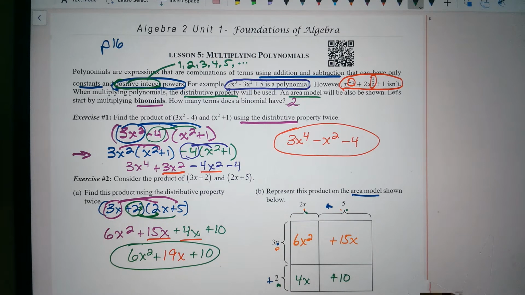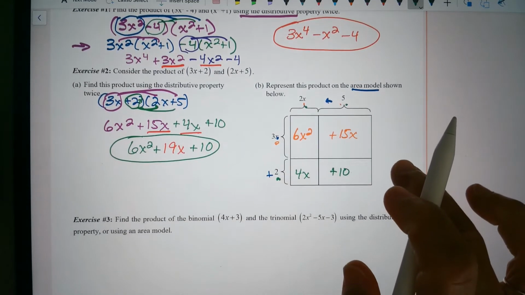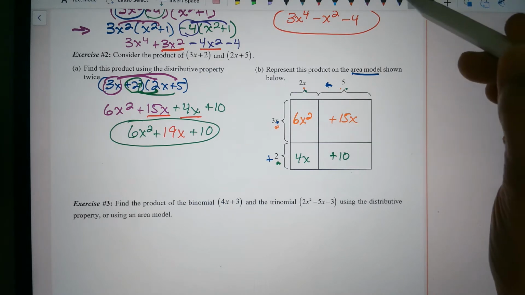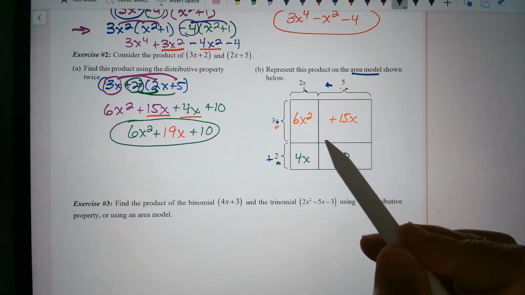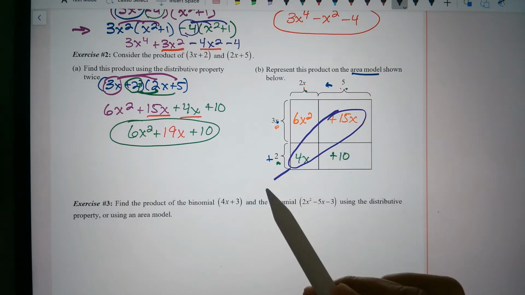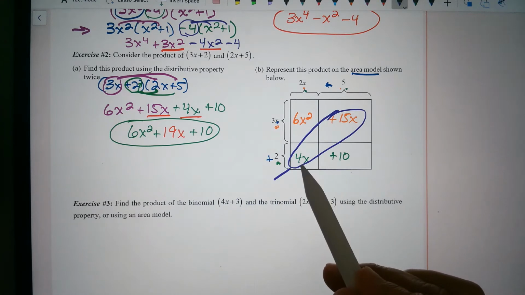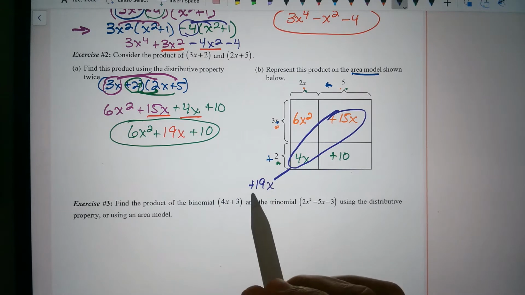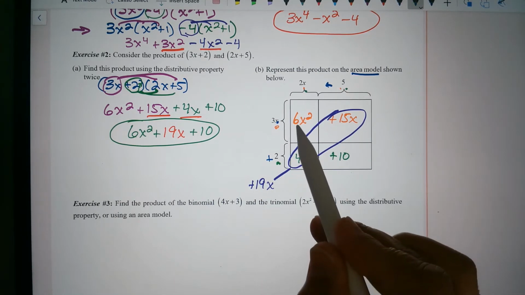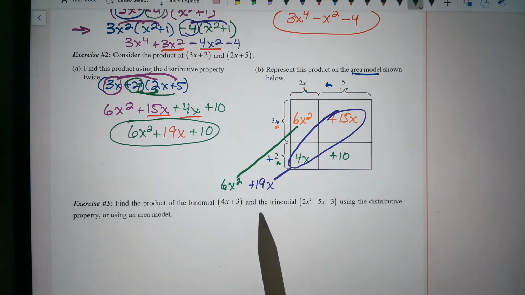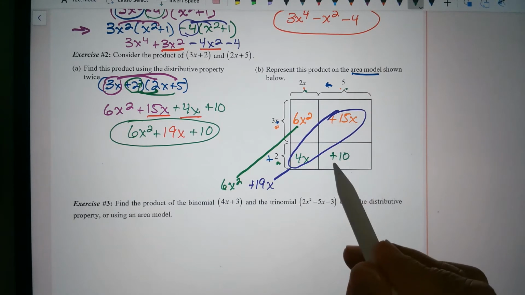And then you look to combine like terms. Now, usually with this area model, your like terms are going to be diagonal. So here are our like terms. If we add this diagonal, 4x and positive 15x is positive 19x. And then the other two, the 6x squared, we bring down diagonally, so we want to keep our final answer in standard form. And then the plus 10.